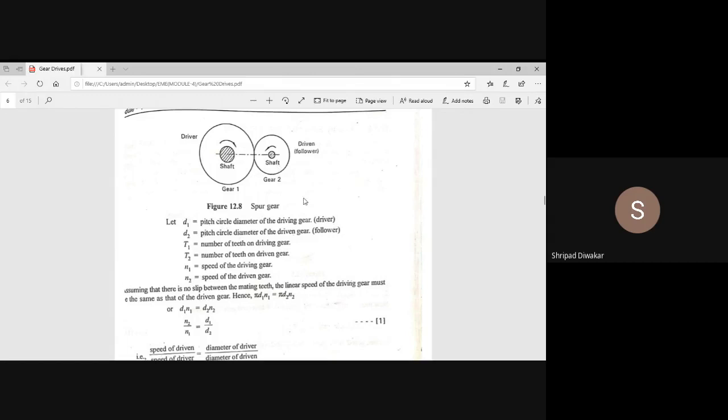Okay, assuming that no slip happens between the driving gear and the driven gear, the linear speed of the driving gear is equal to the linear speed of the driven gear, that is pi D1 N1 equals pi D2 N2. The pi term gets cancelled, so we get D1 N1 equals D2 N2, and hence N2 by N1 is D1 by D2, that is, speed of driven gear divided by speed of driver gear equals the diameter of the driver divided by the diameter of the driven.